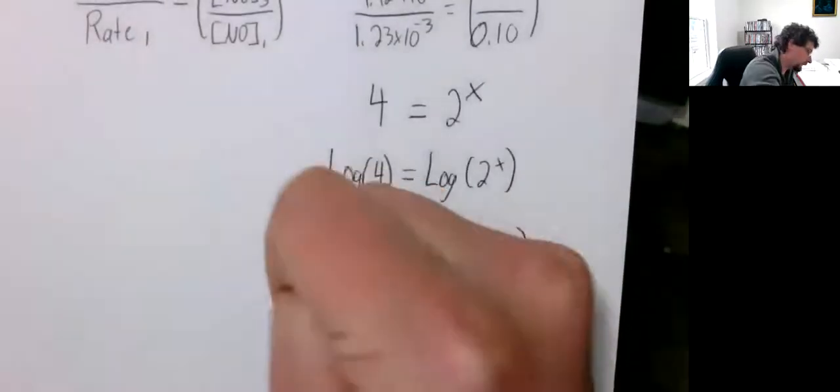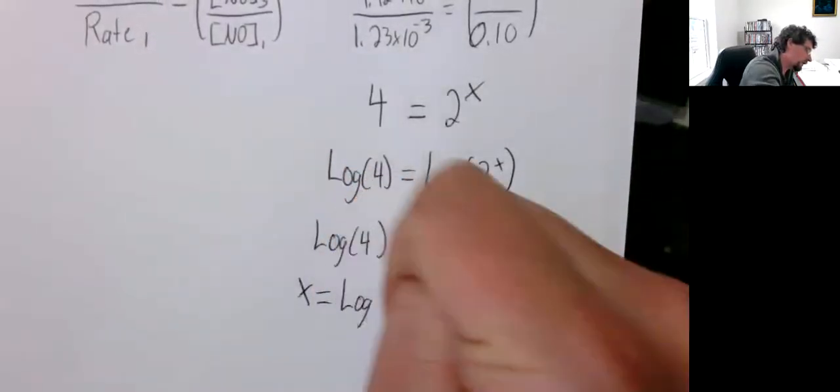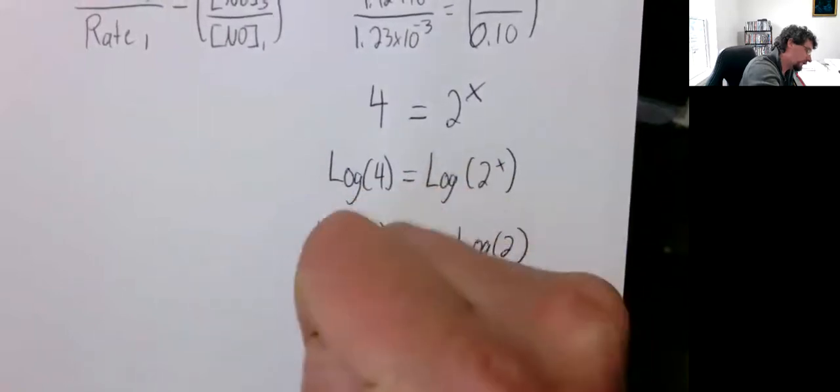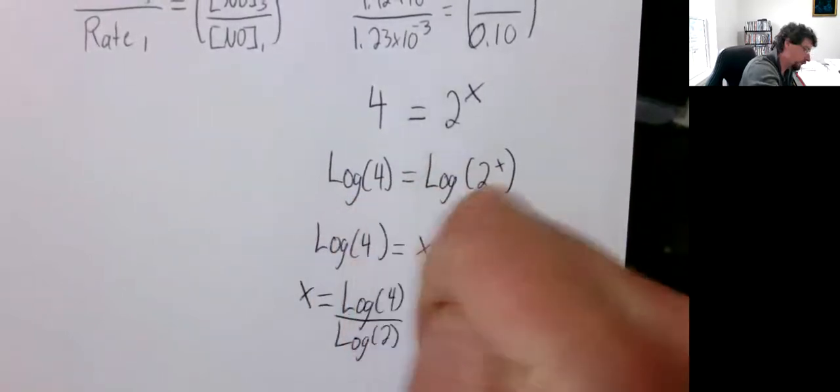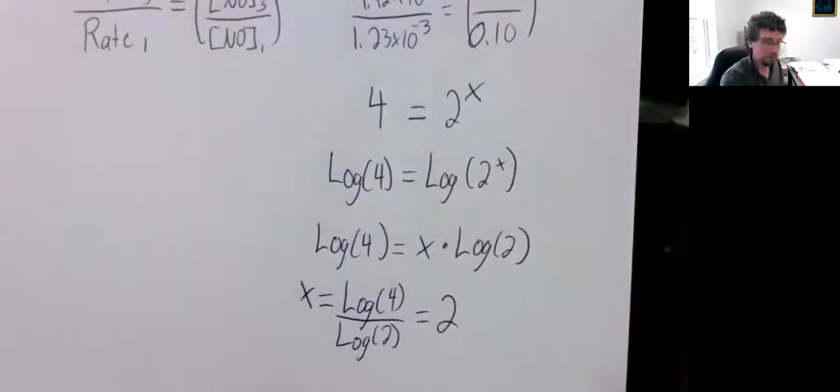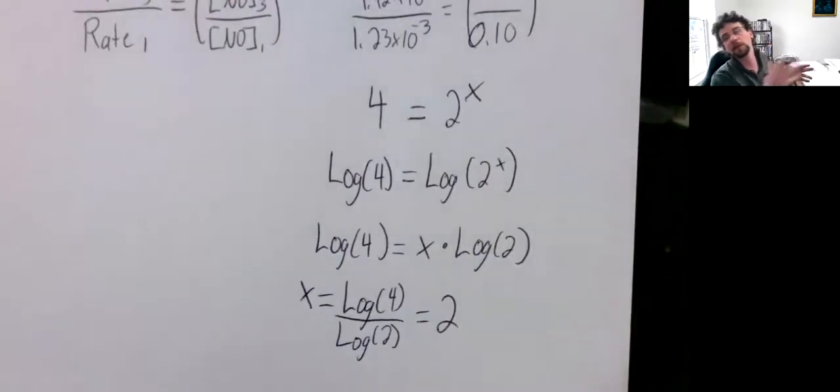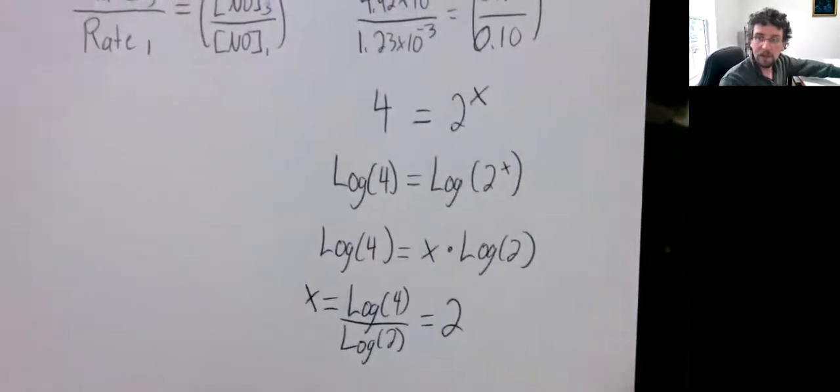Now we can manipulate around and solve for x. We get log of 4 divided by log of 2, which results in a value of 2. So that means the order is second order with respect to NO. We knew that because we're using the previous example, but that's how you would find it. Let's do the same thing for hydrogen, H2.